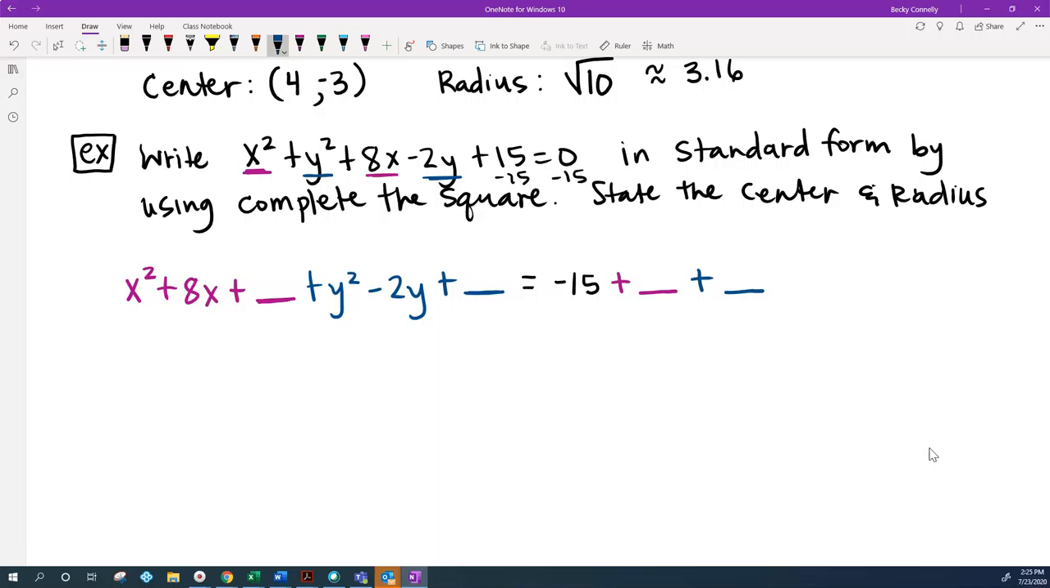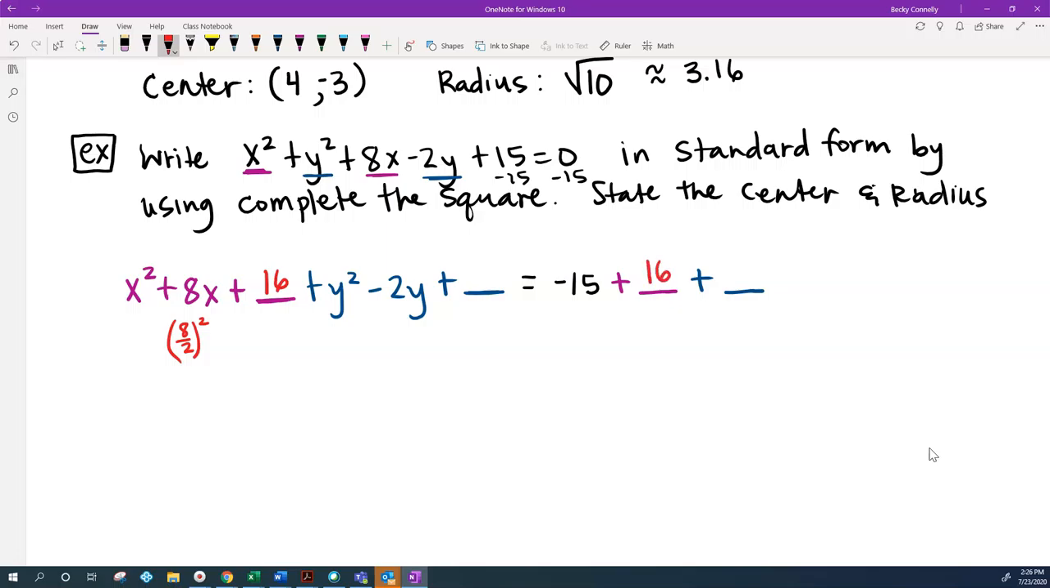Okay. All right, so just looking at the purple part here, can somebody remind us how we would go about completing the square on this x's part? Divided by 2 squared. Yeah, so we want to take that middle term, that 8, divide it by 2, and then we'll square that whole thing. So 4 squared gives me 16. So I'm going to add 16 to this side, also add 16 to the other side.